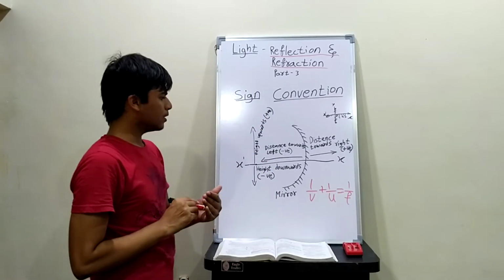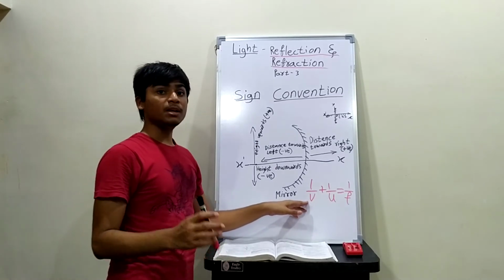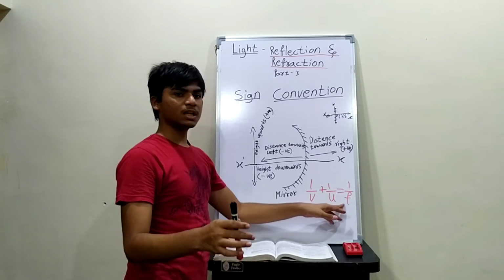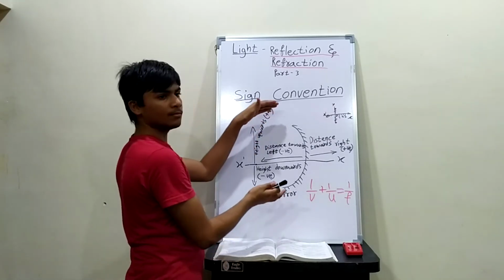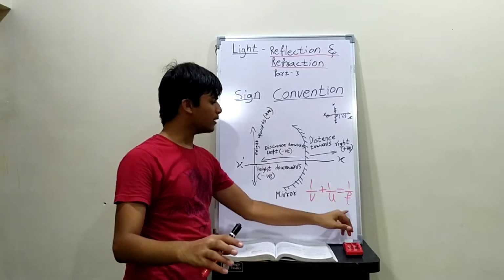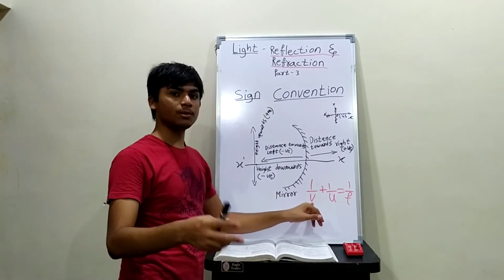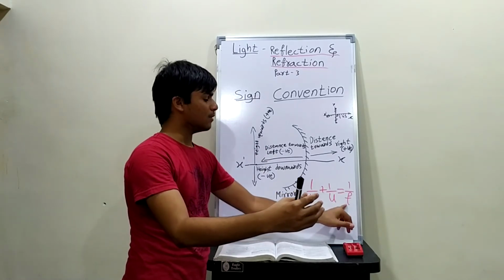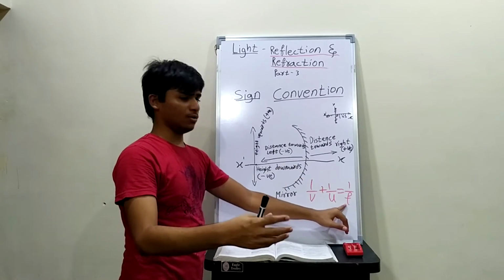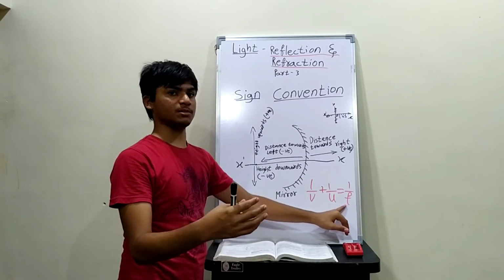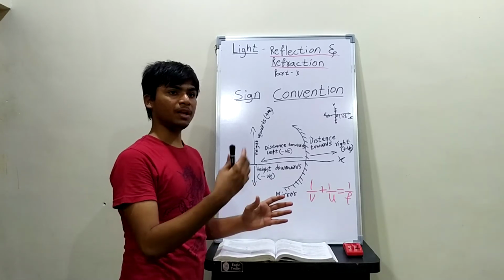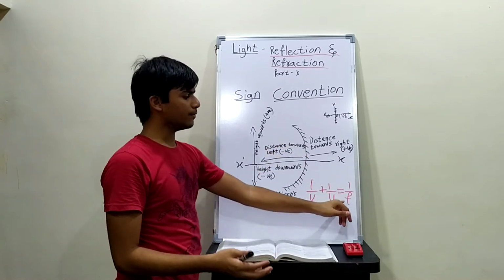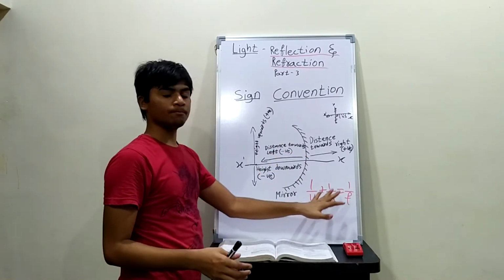Here V stands for image distance, U stands for object distance, and F stands for focal length of the mirror. Sometimes they'll give focal length and image distance, means the image is formed so far from the mirror, and the mirror has a focal length of so and so, and they may ask you to find the object distance, means how far the object is kept, to obtain the image so far by using a mirror of certain focal length.